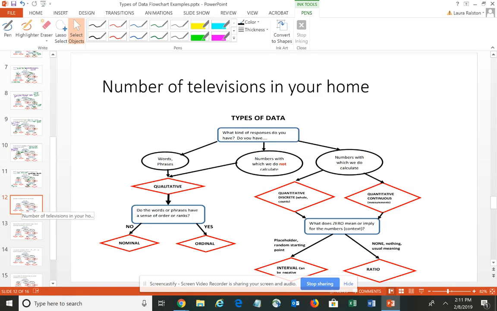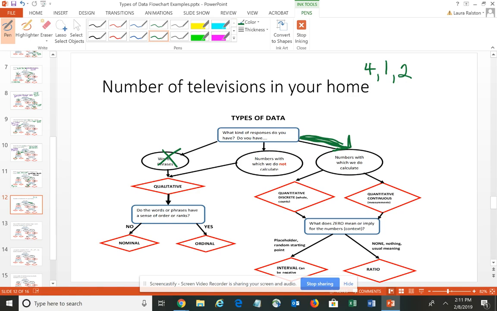All right, the number of televisions in your home. Again, think about what kind of results you would get if you walked up to somebody and said, how many TVs do you have? You might say, we have 4 TVs, or we have 1 TV, or we have 2 TVs. So again, you're getting numbers, so that rules out words or phrases. Then you want to think about it. Could we say Susie has 2 more than Johnny? Could we find an average? We could say that the average number of TVs in a home is such and such. So it is numbers we can calculate with.